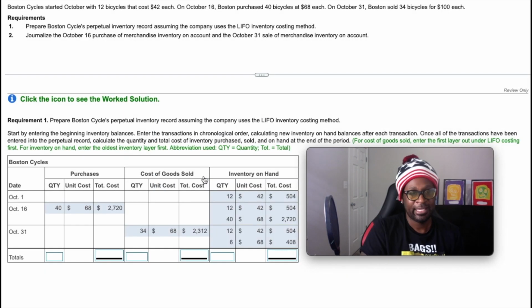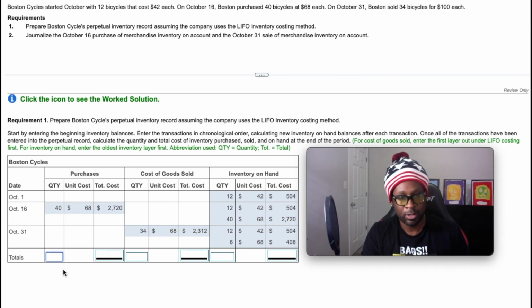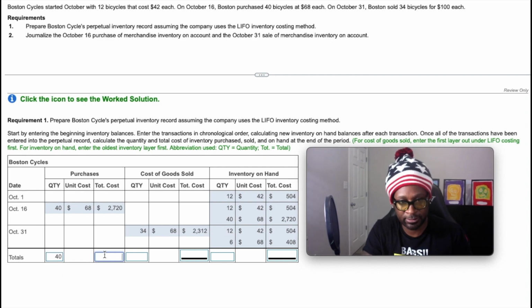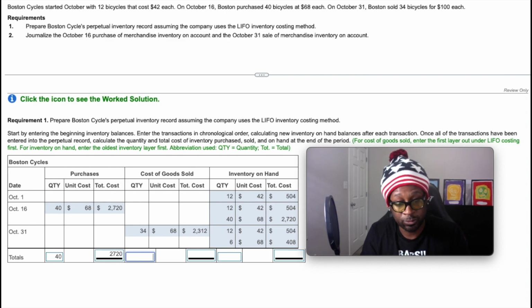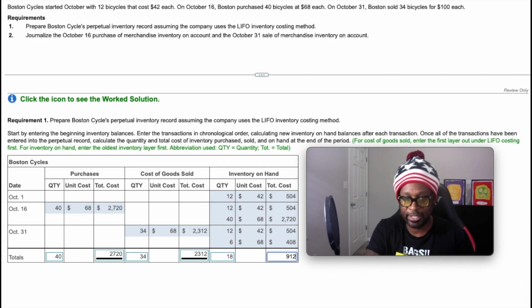Excellent work, gang. And last but not least, we're going to sum up the totals for each column. We know that our purchases were 40 units total for the period with a total cost of $2,720. We also know we sold 34 units that had a total cost of $2,312. And we have 18 units left in ending inventory with a total cost. If we add the 504 plus the 408, that'll give us $912. We're going to check our answer.